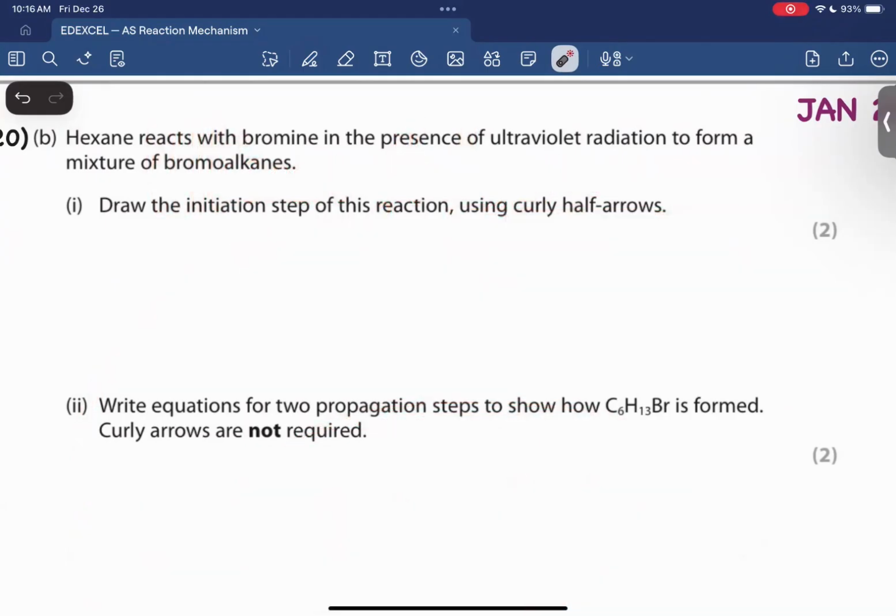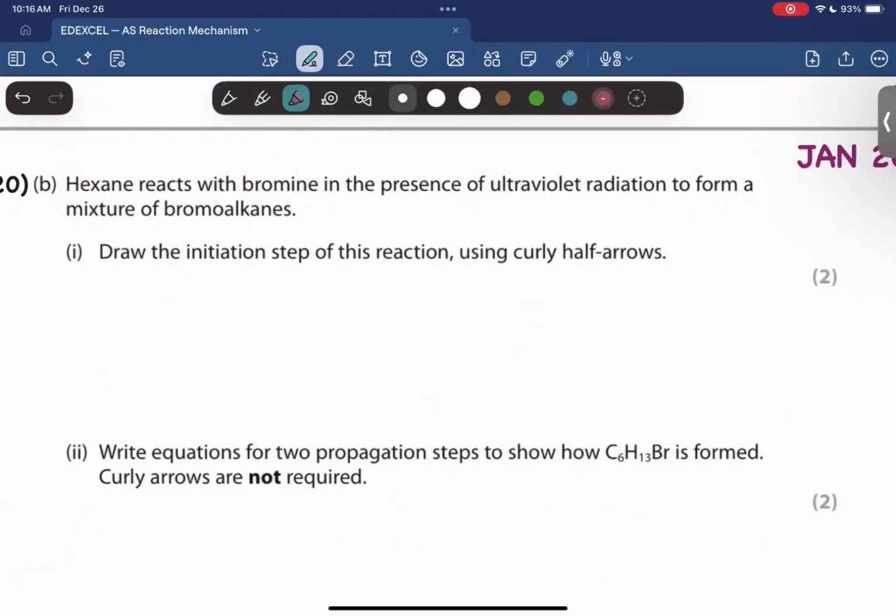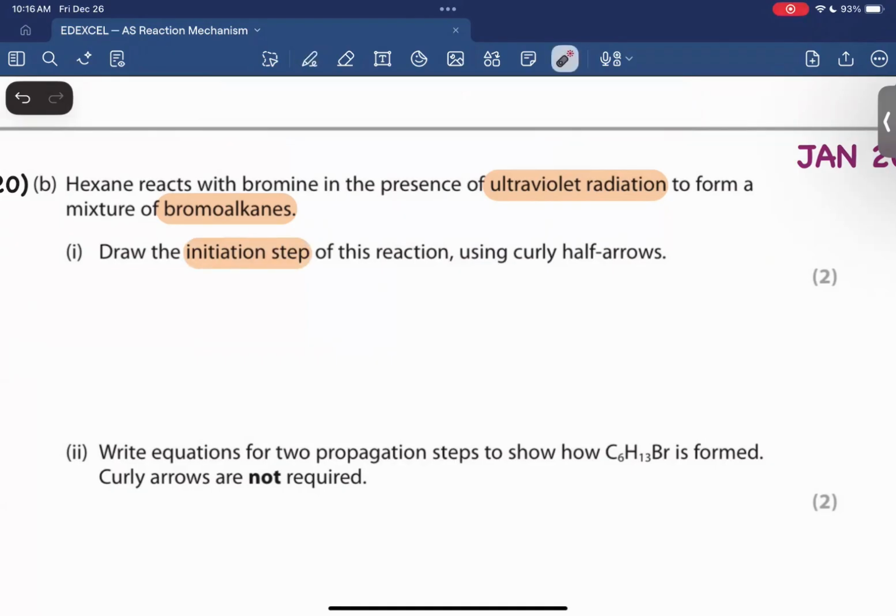So in this question it says that hexane reacts with bromine in the presence of ultraviolet radiation, UV light, as I said, to form a mixture of haloalkanes. This is what I refer to as bromoalkane. If chlorine reacted with an alkane, it would lead to the formation of chloroalkane, and so on. Draw the initiation step of the reaction.